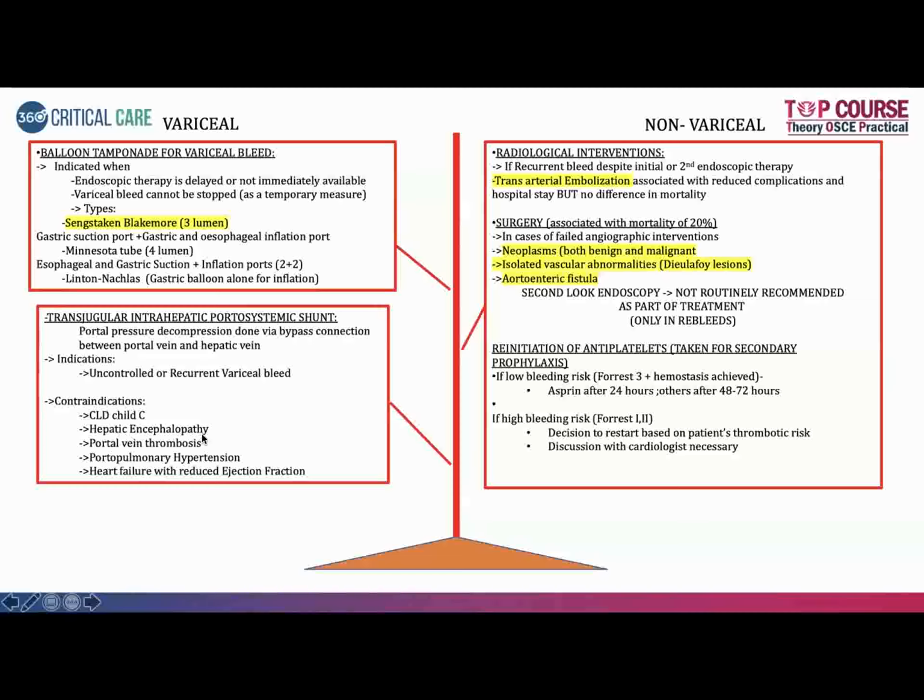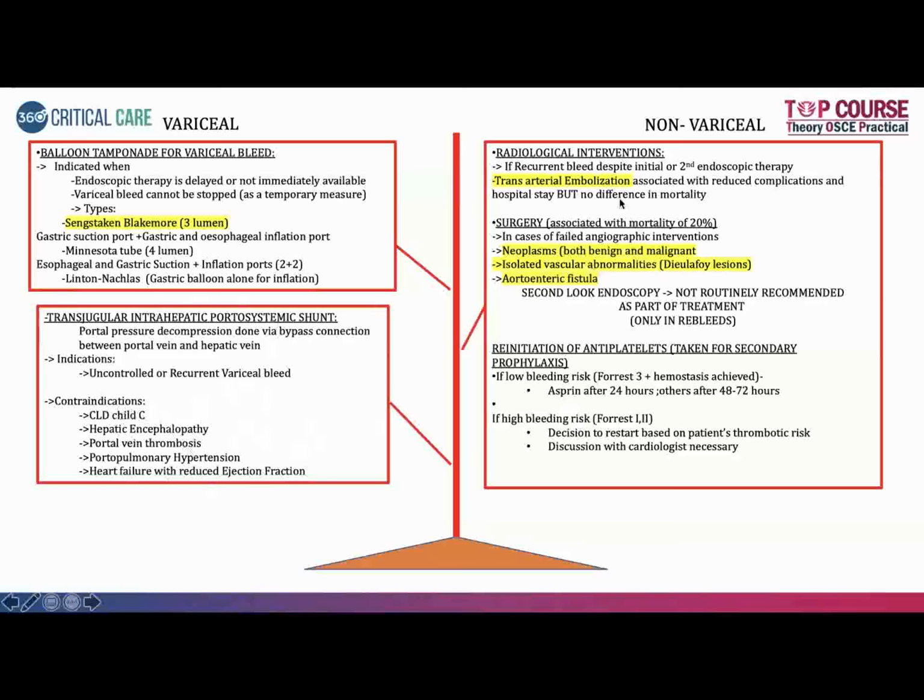So hepatic encephalopathy is a contraindication. Also, it increases the pulmonary pressures, so portopulmonary hypertension is a contraindication. Portal venous thrombosis, if there is an already pre-existing clot in the portal vein, that is a contraindication. Hepatic failure with reduced ejection fraction, and Child classification C. So these are the contraindications for TIPS.